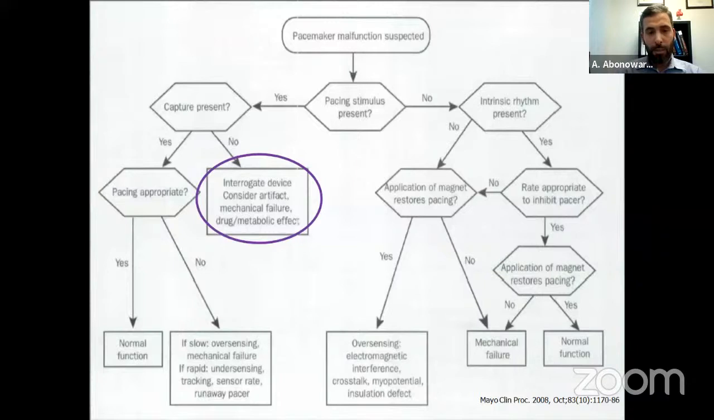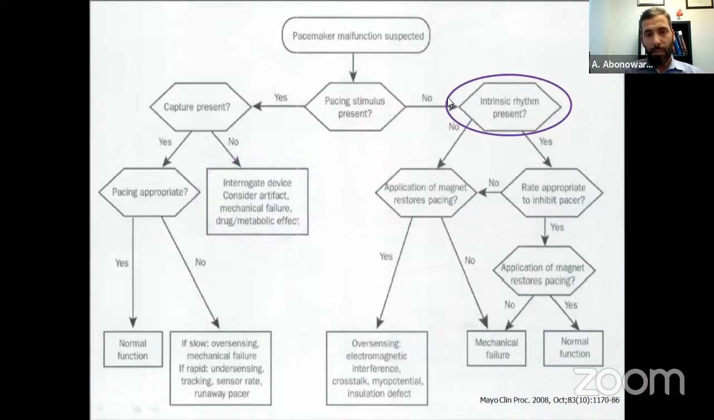If the pacing is appropriate, that's fine, but sometimes the pacing is not appropriate, then you have to see, is it over-sensing or under-sensing? Over-sensing, in other words, is under-pacing. So we don't see a pacing spike where it's supposed to be. That's over-sensing. Over-sensing is under-pacing. And the opposite is under-sensing. Under-sensing means it's over-pacing. You see a pacing spike where it's not supposed to be. So that's over-pacing, or the terminology we use is under-sensing. And there are lots of reasons for that.